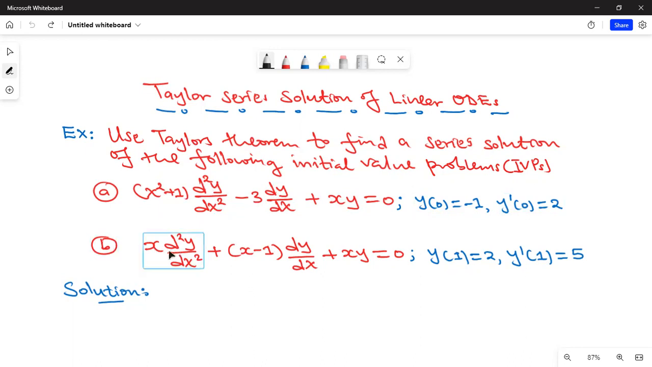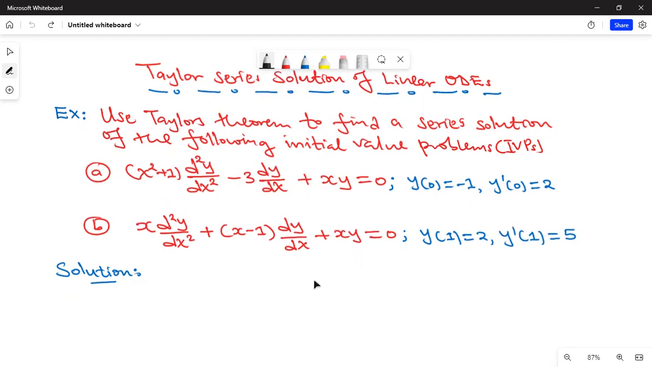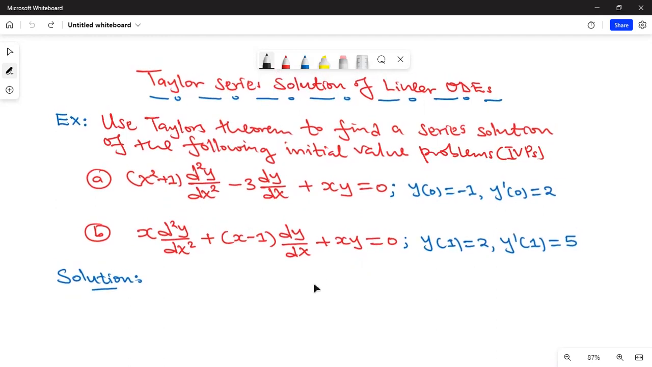In part B, we have x times d squared y over dx squared plus (x minus 1) dy/dx plus xy is equal to 0. The initial conditions are y of 1 is equal to 2 and y prime of 1 is equal to 5. So this method of Taylor series is usually applicable when you have an ODE and the initial conditions are specified at an ordinary point. So you can just write a note before we even look at part A.